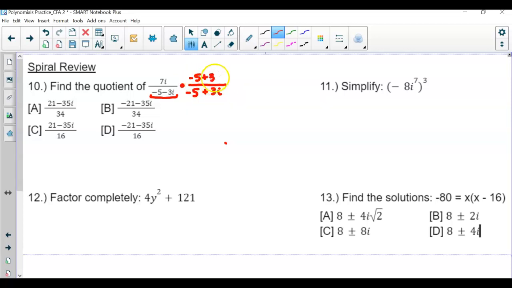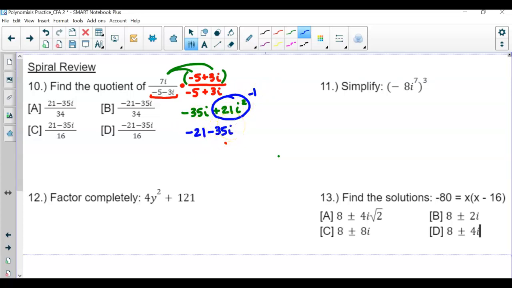Then -5 plus 3i. Notice because it's just 7i, we're going to distribute here 7i to both terms. So 7i times negative 5 is negative 35i. Then 7i times 3i is 21, but i squared. Then remember, right, anytime that we have i squared is negative 1. So 21 times negative 1 is negative 21 minus 35i.